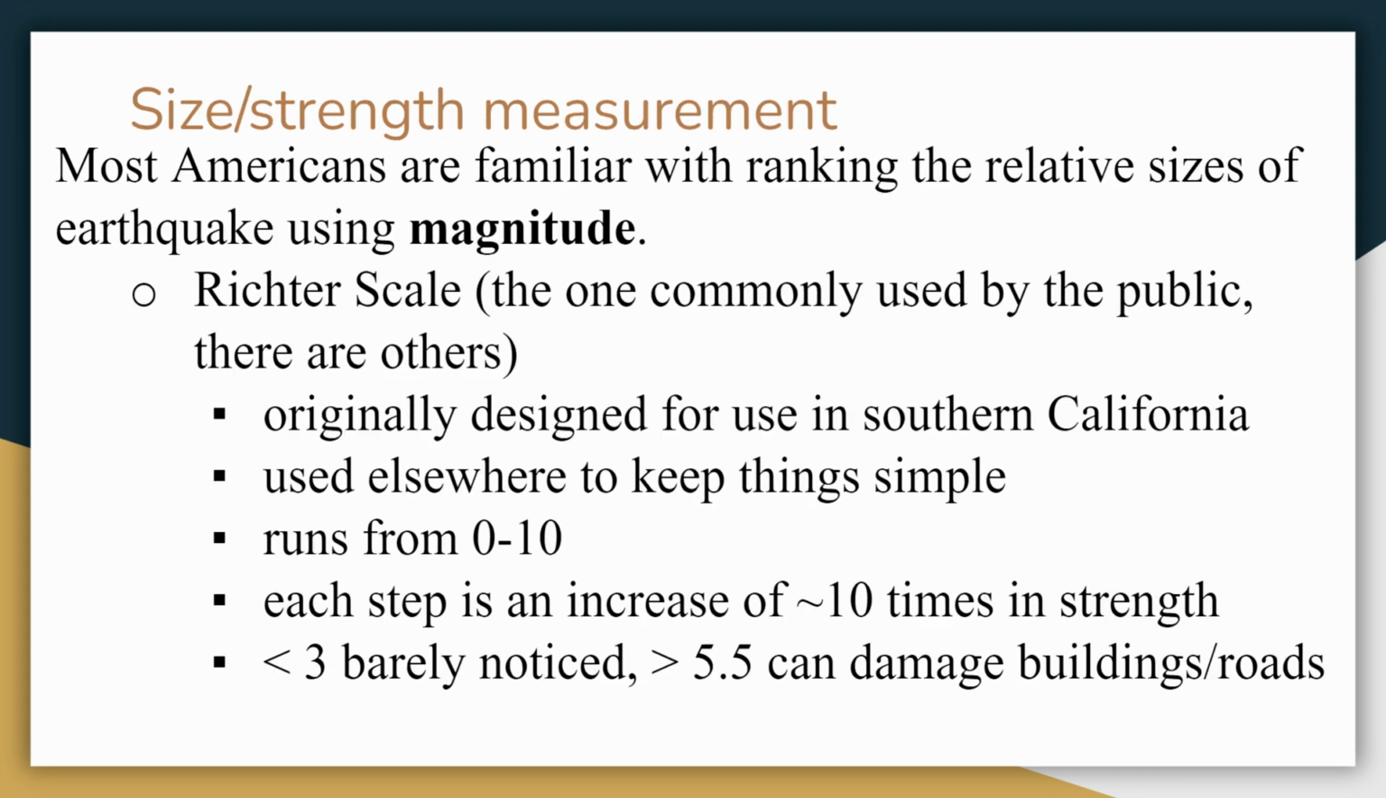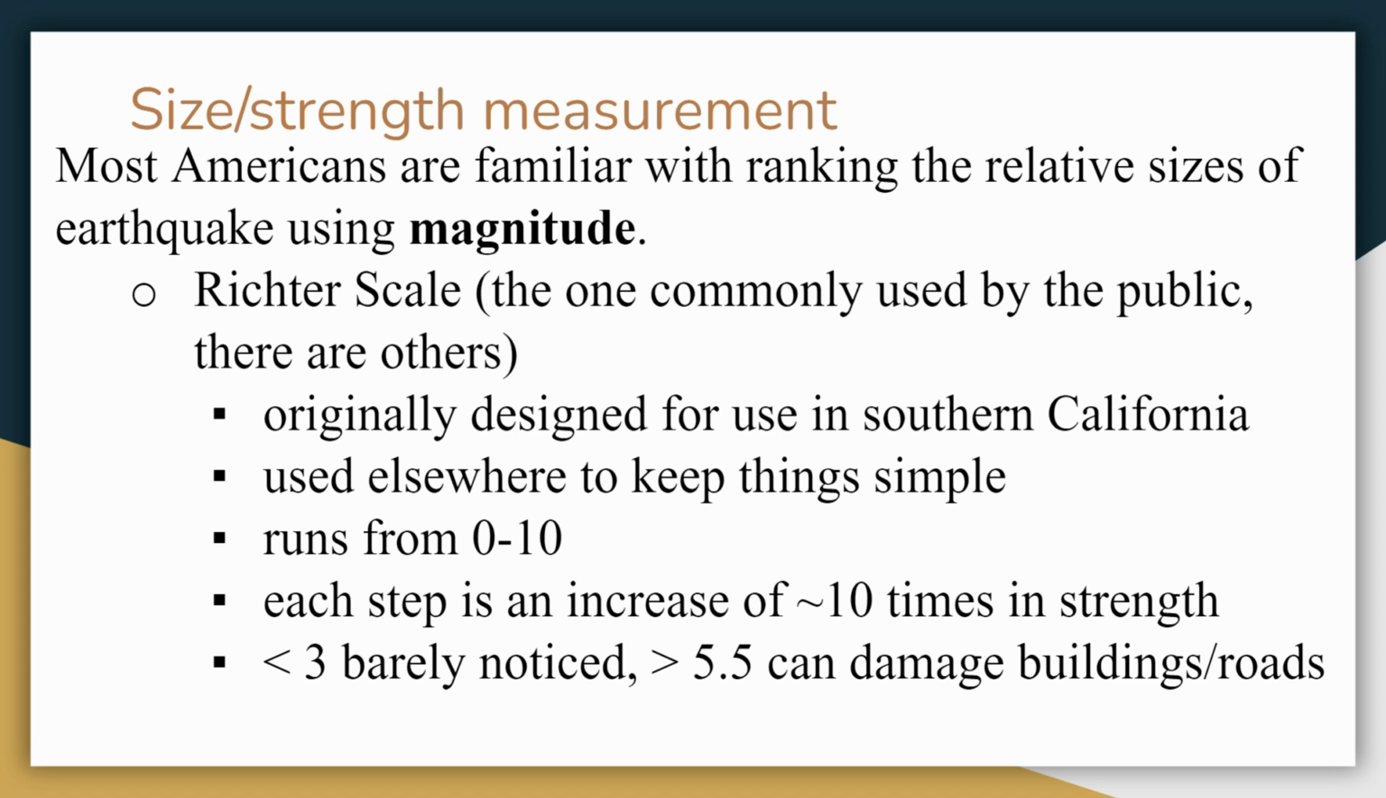So we have two different types of scales that we're going to talk about. The one that most people are familiar with is the Richter scale. That's the one that was made for Southern California. It was created years ago. We started using it other places to make it a little bit easier to compare how strong earthquakes were. Americans in general are pretty much the only ones who still use this.